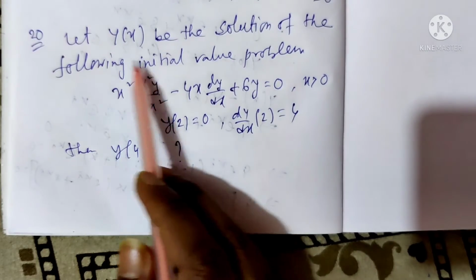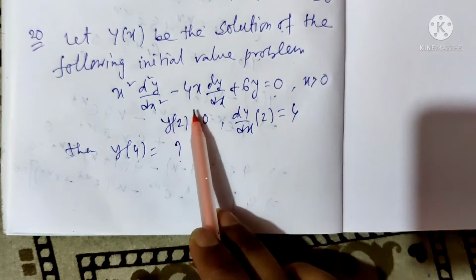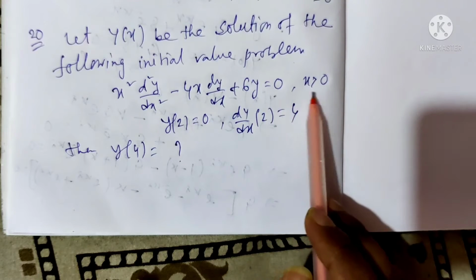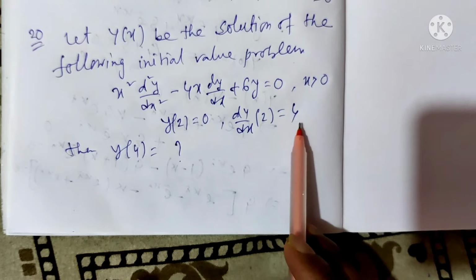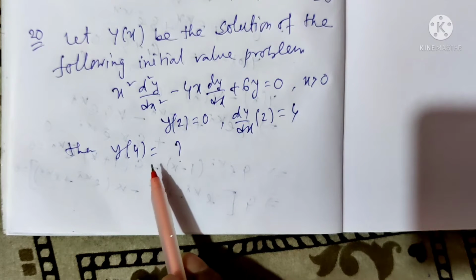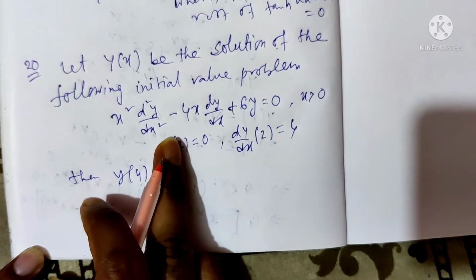Let y of x be the solution of the following initial value problem: x square d2y dx2 minus 4x dy dx plus 6y equals 0, x greater than 0, y equals 0, and dy dx at the point 2 equals 4. Then what is the value of y at 4? This kind of problem is called a Cauchy-Euler equation.